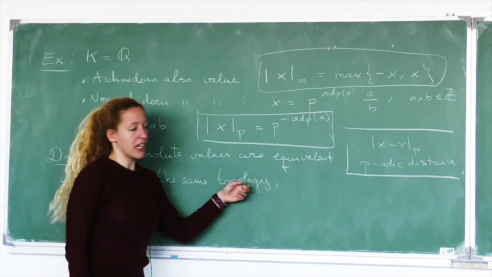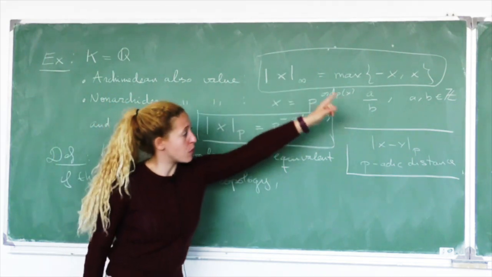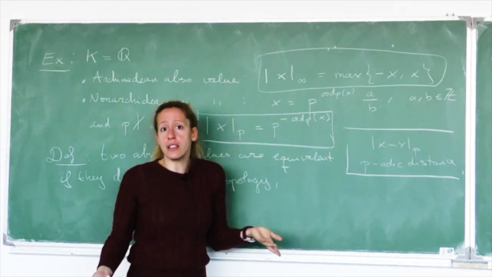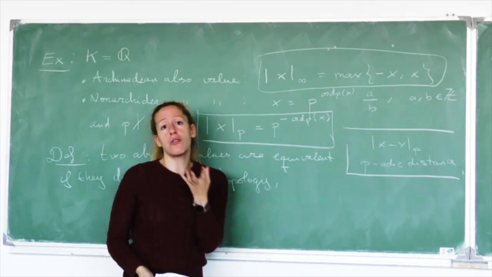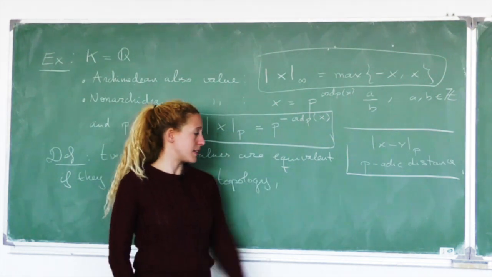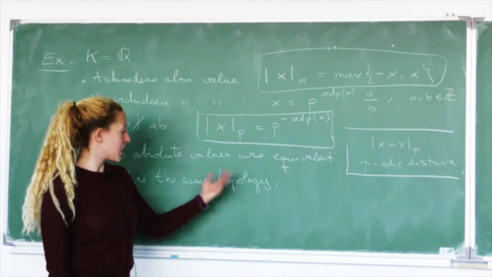So what is the topology I'm talking about? Again, when we have an absolute value, we can define a distance, as I did here, and once you have a distance, then you have a topology. You can define who are the open sets, right? I mean, the balls are the open sets, so a base for the open sets. So this defines a topology.